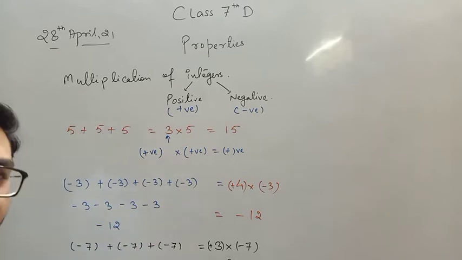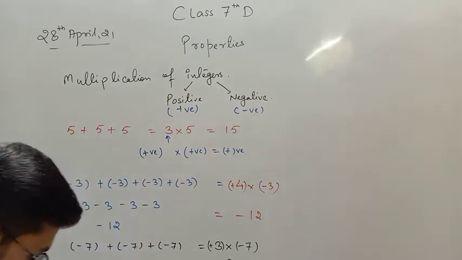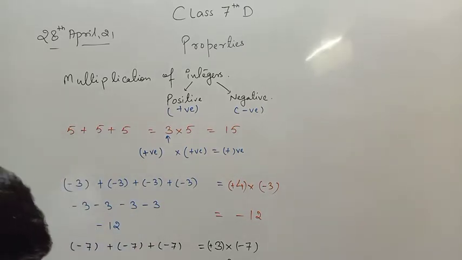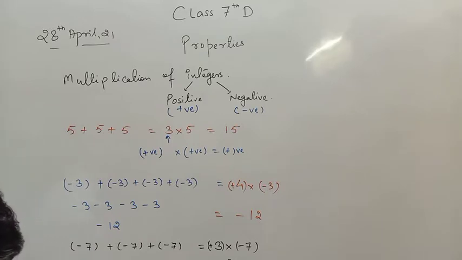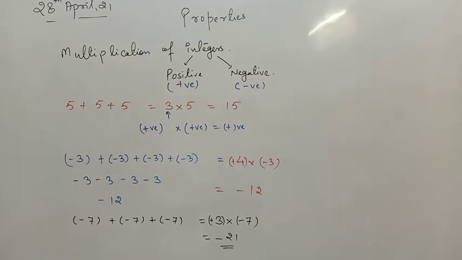So these are some basic examples. Please note it down fast, then I'll give you some more examples. So this is the simple property of multiplication of integers.